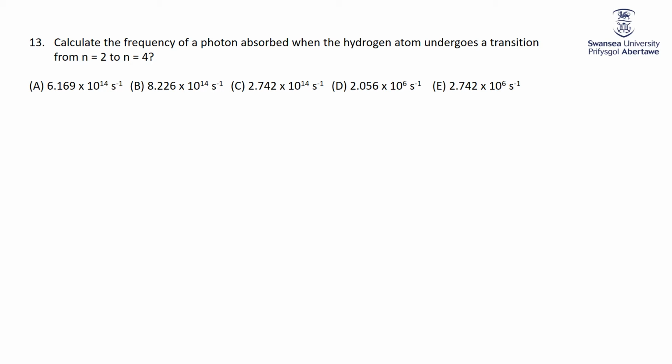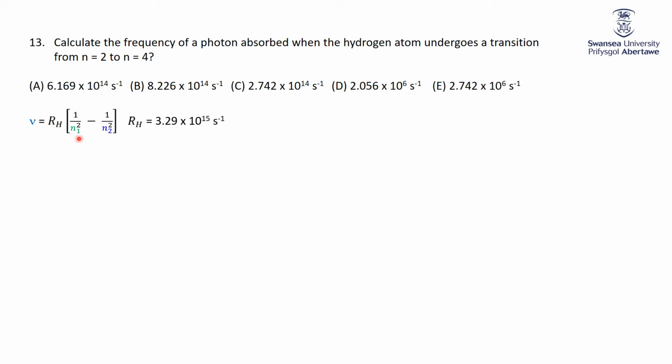So this first one, we're looking at a photon absorbed when the hydrogen atom, so therefore it's going to go from a lower to a higher energy level, undergoes a transition from n equals 2, so that means we're talking about the Balmer series, up to n equals 4. Now, the equation that we have associated for all of these is the frequency or the energy, or 1 over the wavelength, depending upon which value of a constant you use.